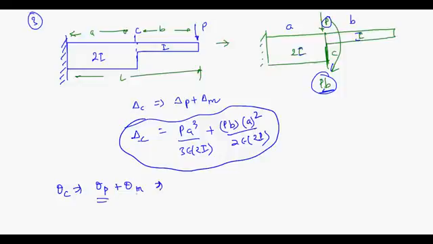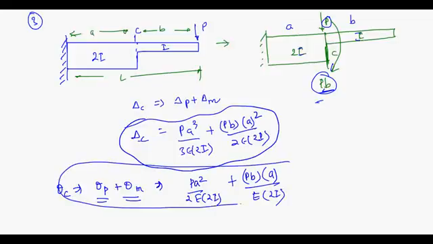What is the theta due to this point load? Is it PA square upon 2EI? PA square upon 2E 2I plus what is theta due to this moment PB? Is it ml upon EI? M that is PB, L that is A upon E and I that is 2I. This is your theta at C.